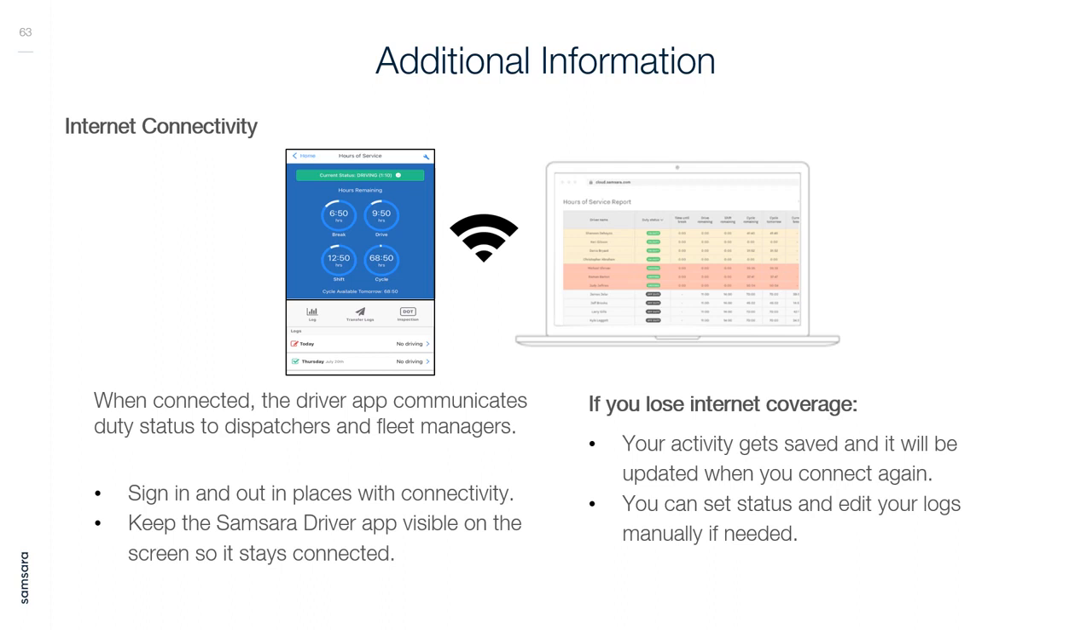Additional information. Internet connectivity. When connected, the driver app communicates duty status to dispatchers and fleet managers. Sign in and out in places with connectivity. Keep the Samsara driver app visible on the screen so it stays connected. If you lose internet coverage, your activity gets saved and will be updated when you connect again. You can set status and edit your logs manually if needed.